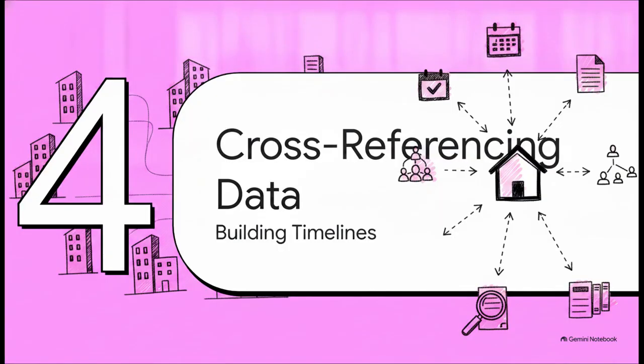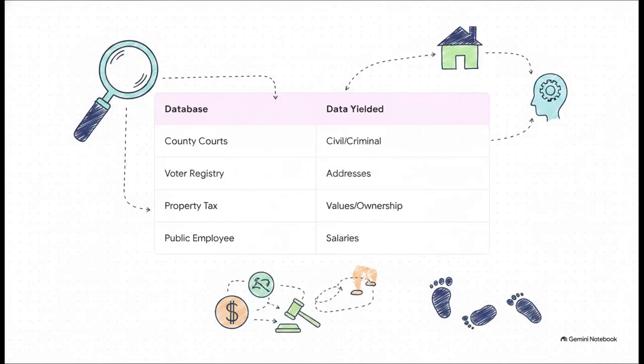Because an address by itself is just a building, right? But when we start cross-referencing it with public records, an incredibly accurate timeline and relationship map of our target really starts taking shape. Look at this table. Local government databases are basically gold mines of personal data.